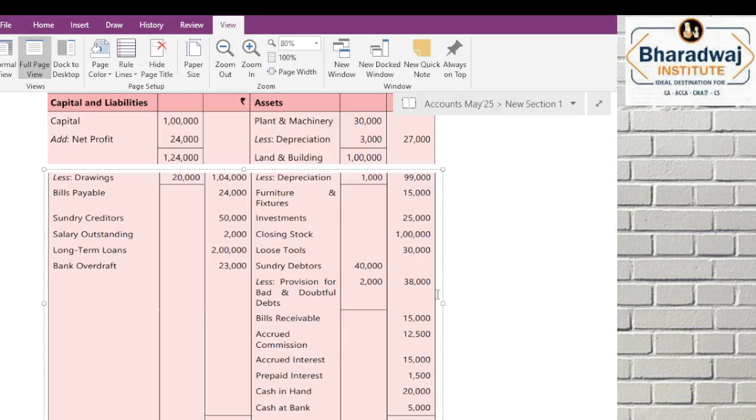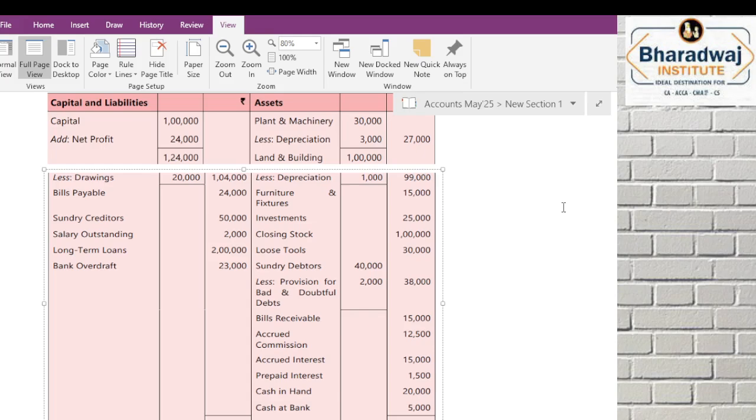Check your balance sheet answer. Capital 1 lakh இருக்கு. Net profit is 24 minus drawings, 1 lakh 4,000 ஆயிடும். Bills payable, creditors, then outstanding salary, loans and bank OD will come. Asset side, assets after depreciation, furniture no depreciation, investment stock, loose tools எல்லாம் வந்துடும். Debtors minus new provision will come.